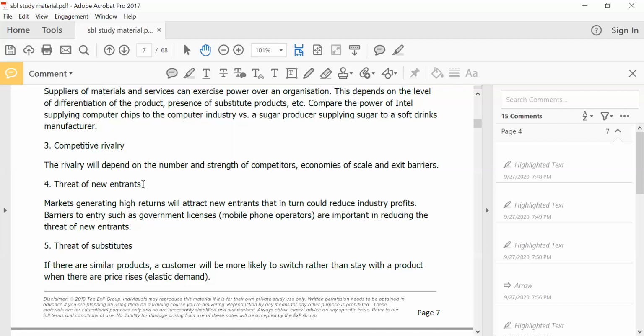So in the case of Uber, if Uber had a very good technique before those guys actually came up, Uber was supposed to make a lot of cash before they came up. So on the threat of new entrants, we are saying that markets generating high returns will attract new entrants, which in turn could reduce industry profit.